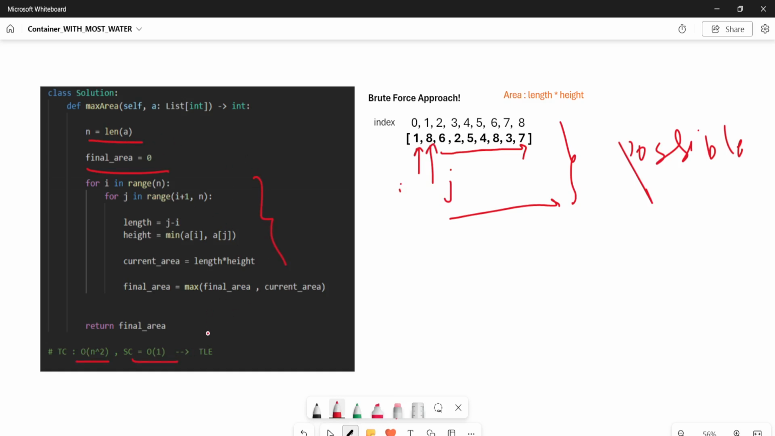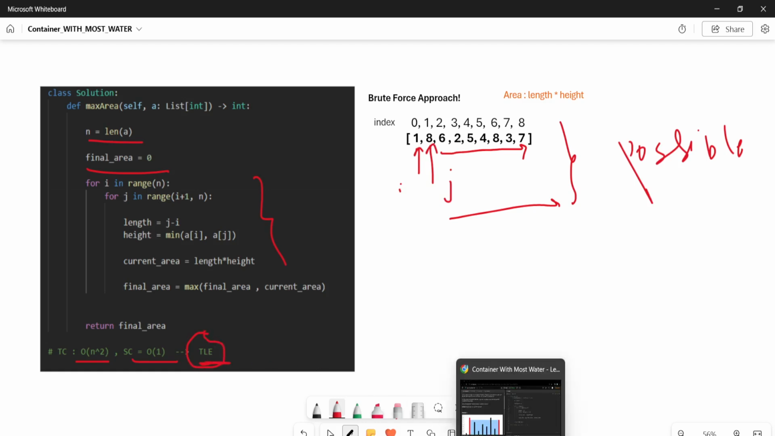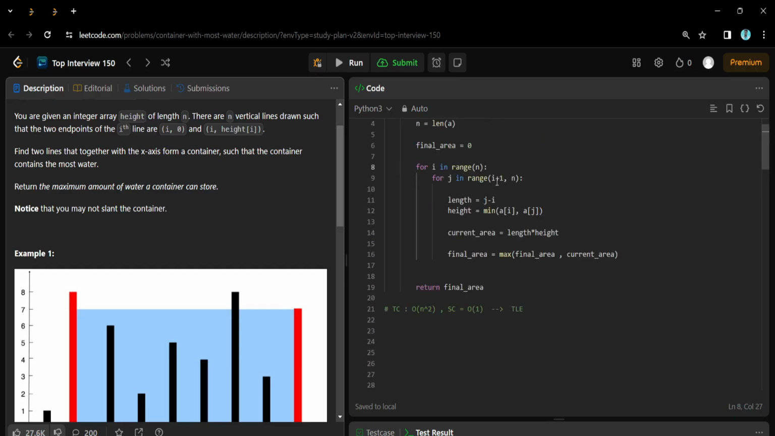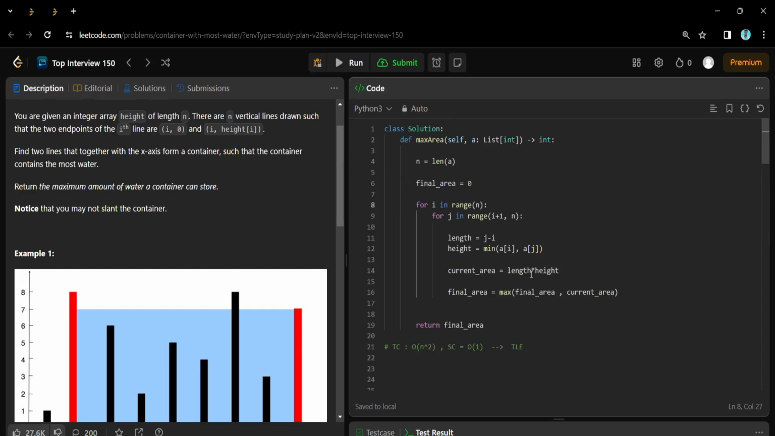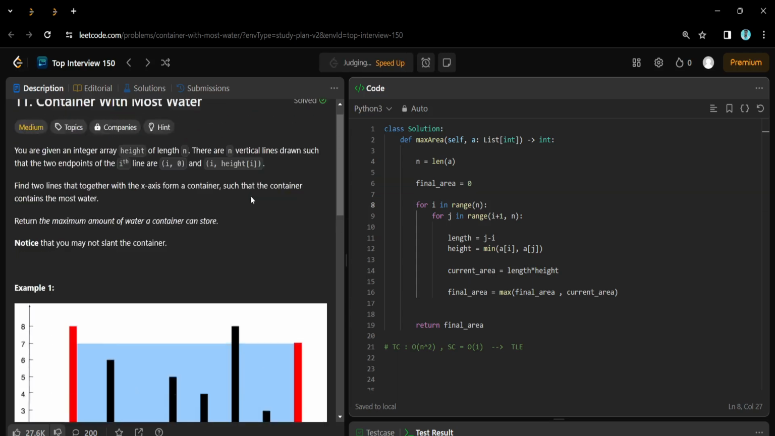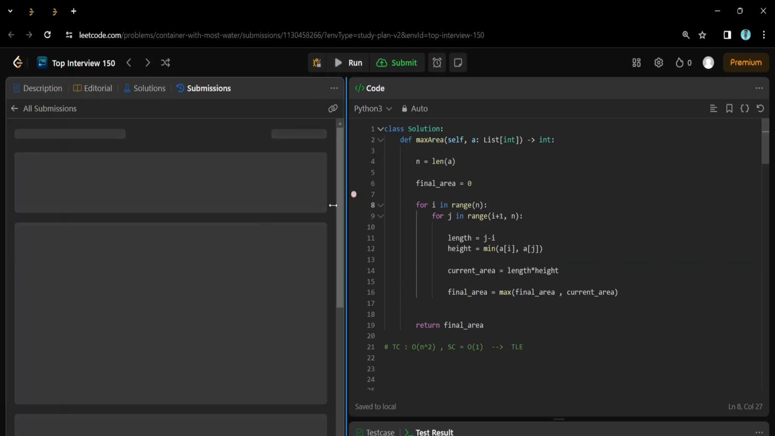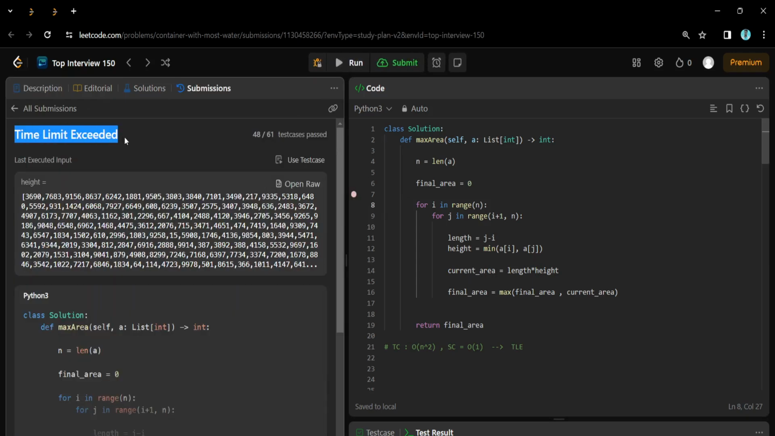So let's run this. As I have written here, it will give the TLE. Let's run this and check. Let's try submitting this. If you can see here, it is taking a lot of time. See here, it is giving the TLE, time limit exceeded. So how can we solve this optimally? Let's understand that.